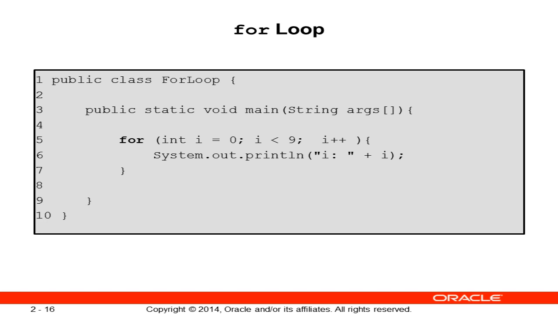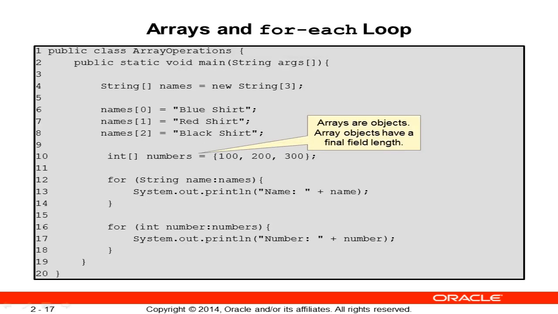Our sample output from this program would end up being i is 0, 1, 2, all the way up to i is 8. Then we check our condition: is i less than 9? If we've incremented it and i equals 9, then it's not less than 9, so it won't print out i is 9. And lastly, we'll have a look at arrays.